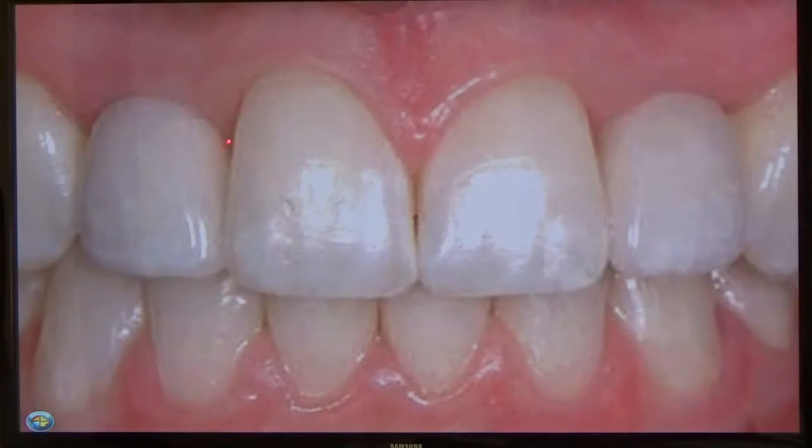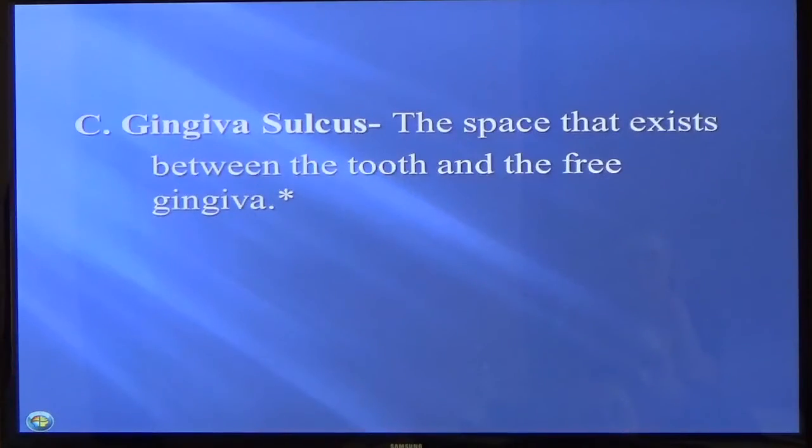Okay, so in here, the sulcus, again, we talked about. That's the space that exists between the tooth and the free gingiva. That's what we measure, the sulcus, or the pocket.